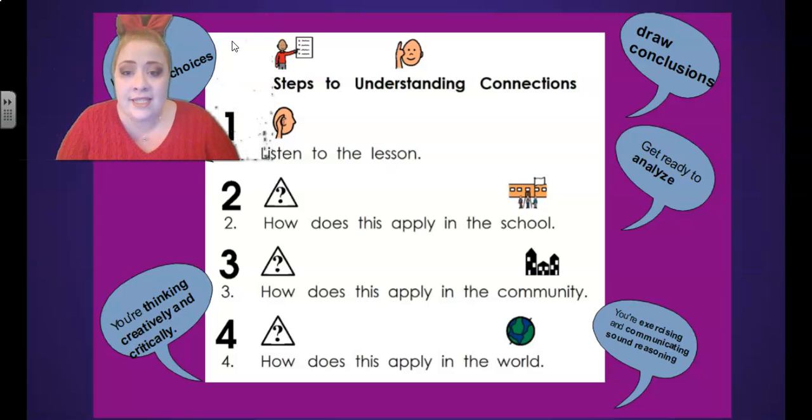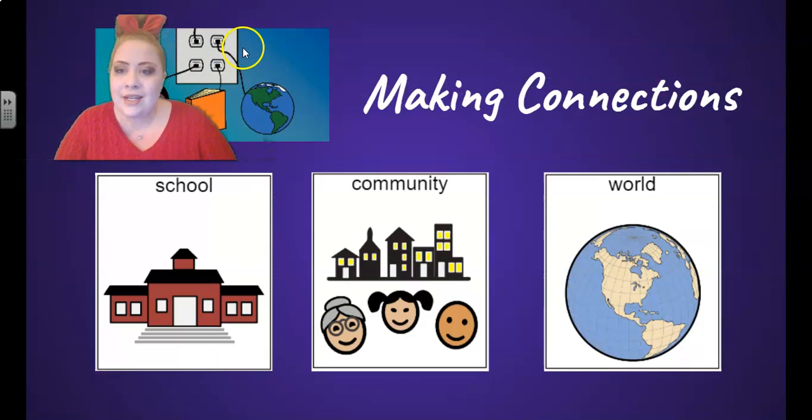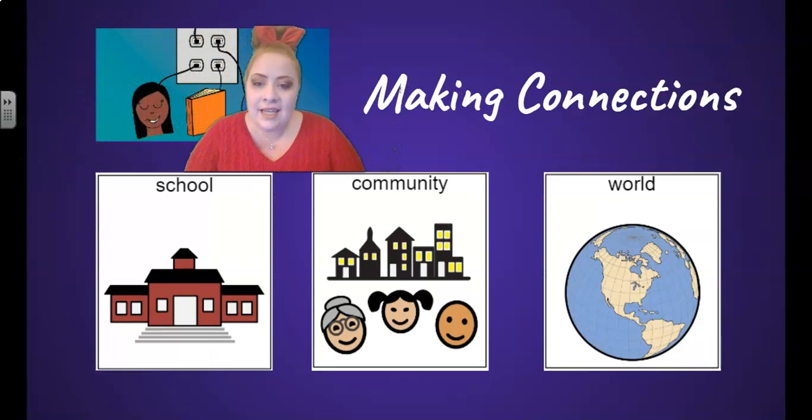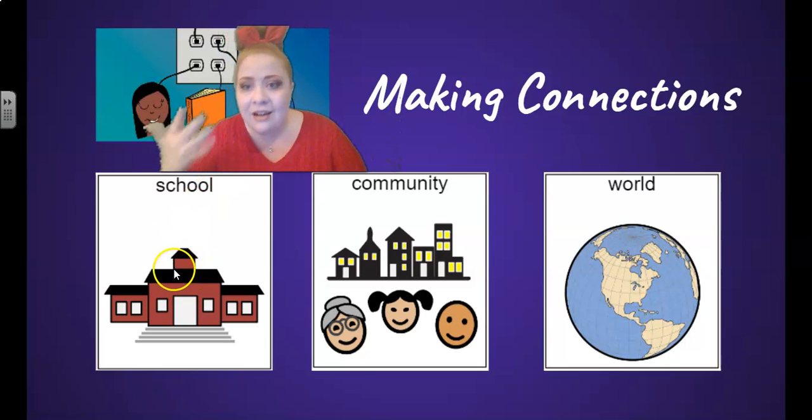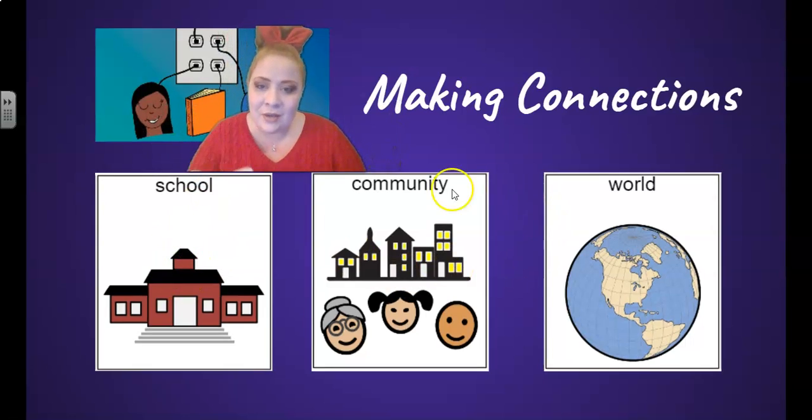So we would review the steps, listen to the lesson. How does this apply to school? How does this apply to the community? How does this apply to the world? And then we would go to the next slide and we would see all the ways that it can apply to the community, school, and world. So the way this looks for them is you're going to click on school first, then community, then world. We know that it's just sequential slides, right? But you have to create that virtual magic.